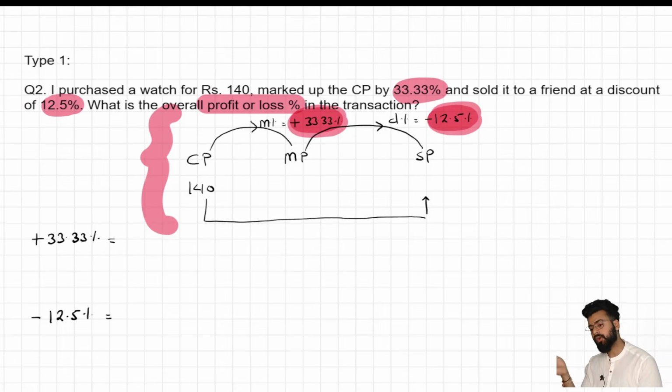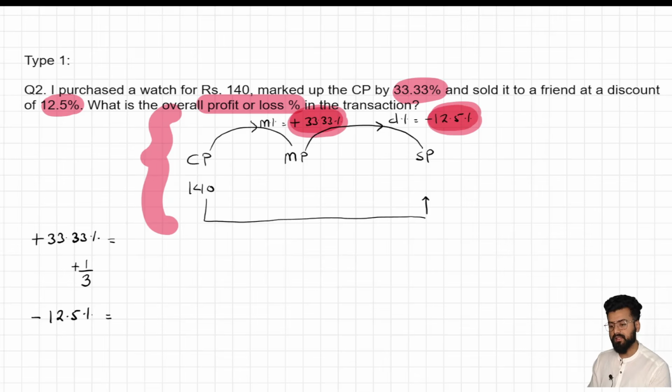And I hope you can recall how we convert a decimal percentage value in the form of multiplication factor. First step, write down the fraction. So what is the fractional value of 33.33? It is 1 by 3. And since I'm increasing it, I'll add it to 1. And what is 1 plus 1 by 3? You would say, sir, 4 by 3. So that is the first multiplication factor.